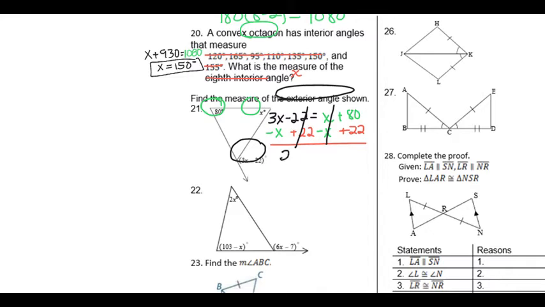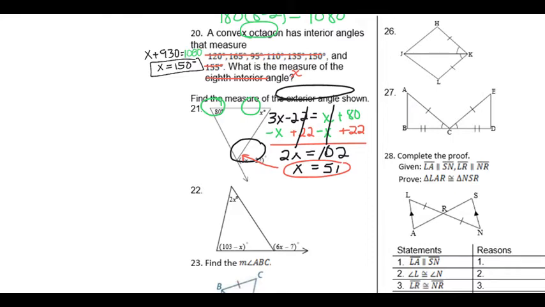That's going to give us 2x is equal to 102. Once we divide by 2, we find out that x is equal to 51. But they also want us to find the measure of the exterior angle, so we're going to need to substitute this 51 into our exterior angle.